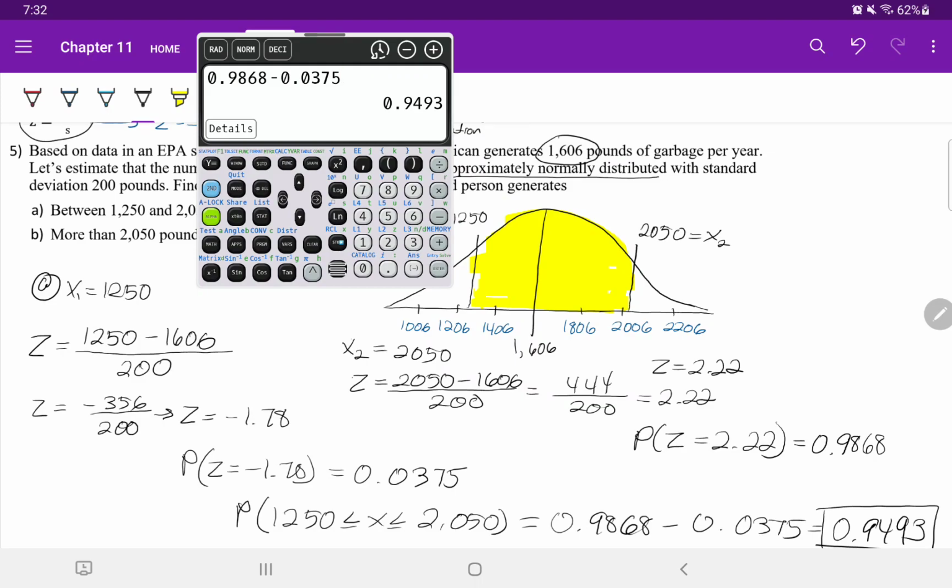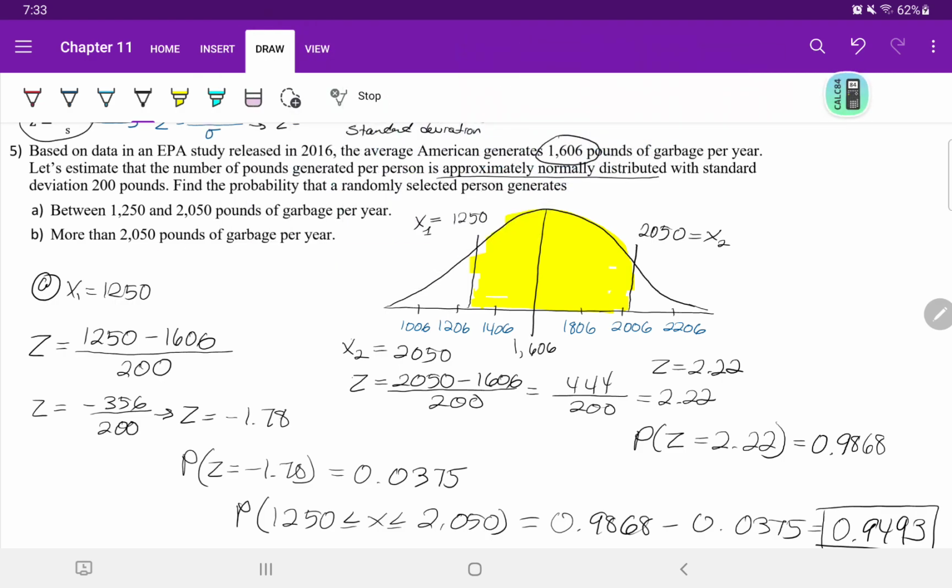So we can say approximately 95% of Americans will generate between 1,250 pounds of garbage and 2,050 pounds of garbage per year. Why about 95%? Because I can move the decimal over 2 units to the right, which makes that 94.93%, which is about 95%. Okay. Let's answer the next part of the question.